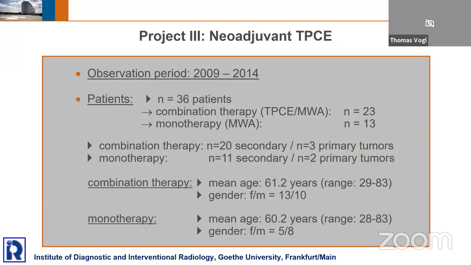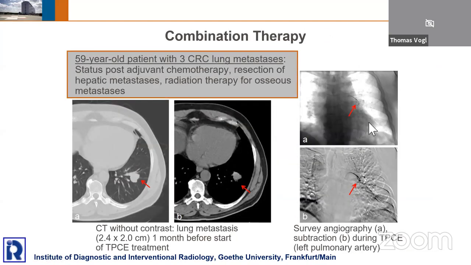What about the neoadjuvant chemoembolization? Here we had in the first series 36 patients, and then we downsized the tumor, and then we treated them with microwave in these patients. And here an example is shown, a 50-year-old patient with 3 colorectal lung metastases. We decided for lung chemoembolization because this tumor was very near to the main vascular structure of the lower lobe. So we were quite afraid that we would get substantial bleeding during ablation.